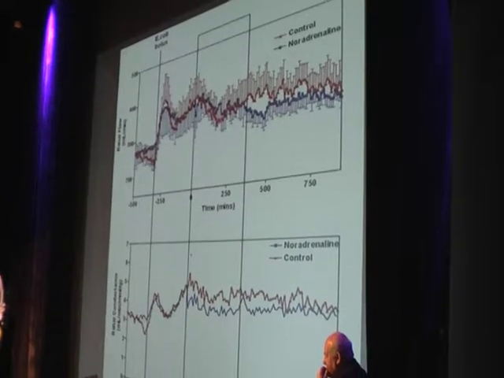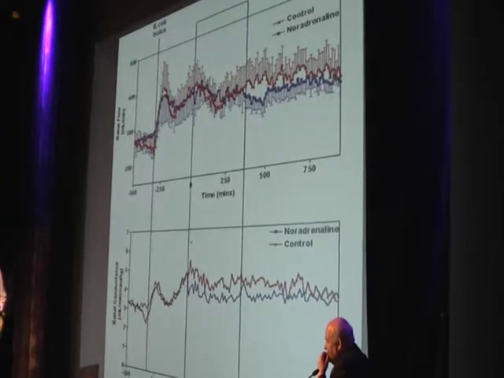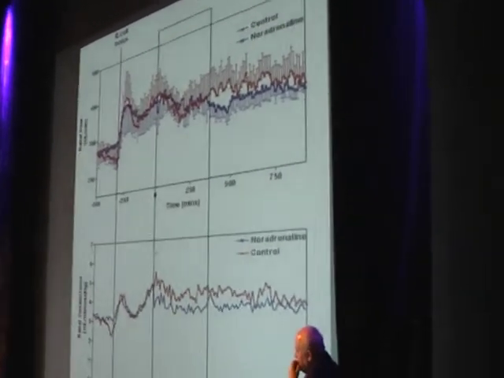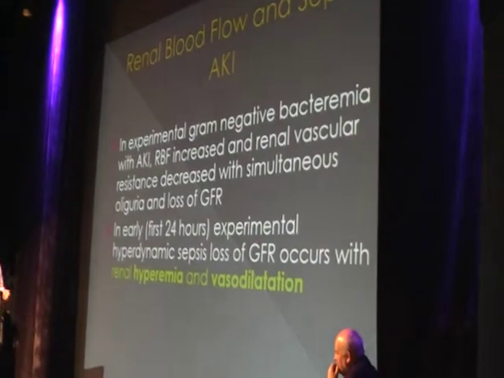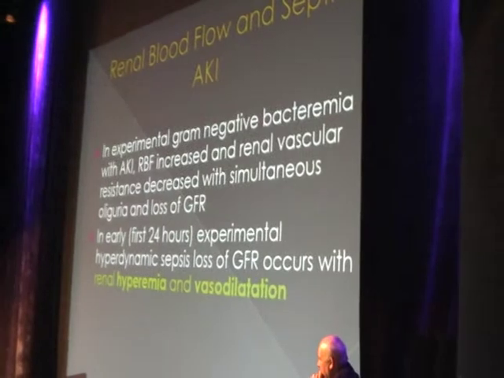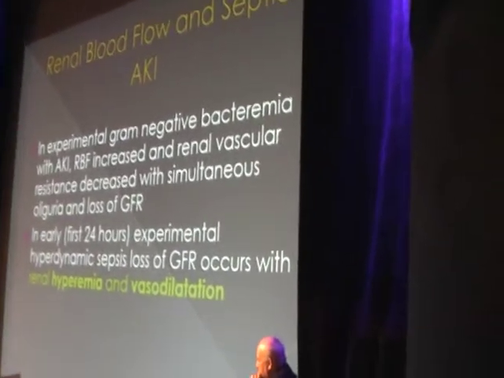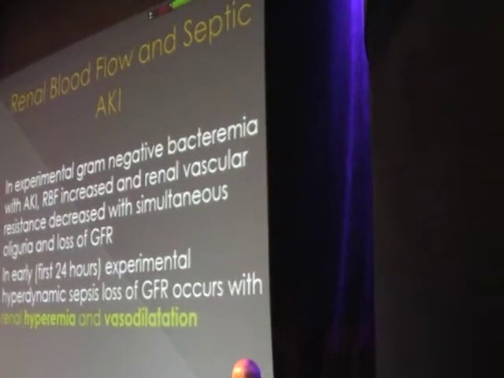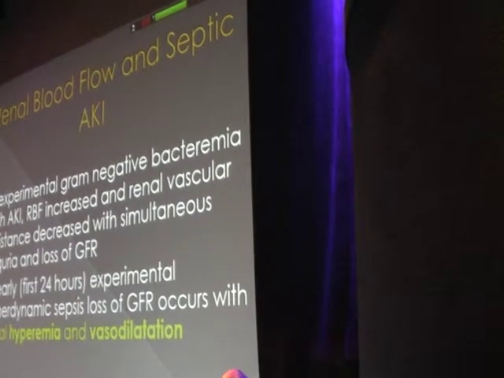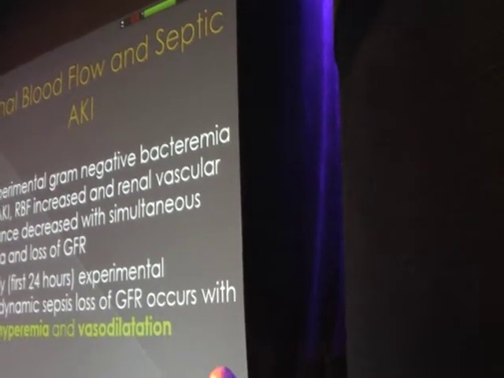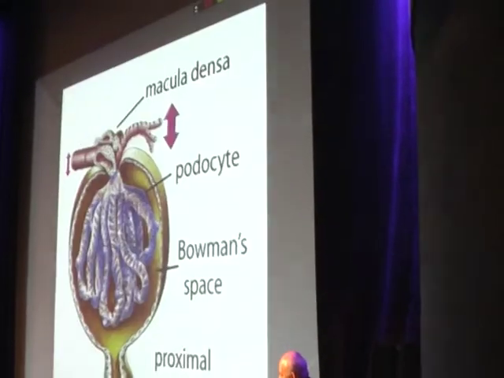But please let me reiterate this. This animal is almost anuric and has a rising creatinine. So you have functional loss of kidney function, but you have increased renal blood flow. So in this experimental model of gram-negative bacteremia with acute kidney injury, we have an increase in renal blood flow and a decrease in renal vascular resistance, so that in experimental gram-negative bacteremia, there is acute kidney injury associated with hyperemia, which I'm sure is very different from what you read in the textbooks.